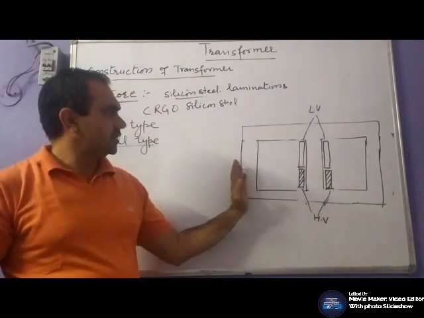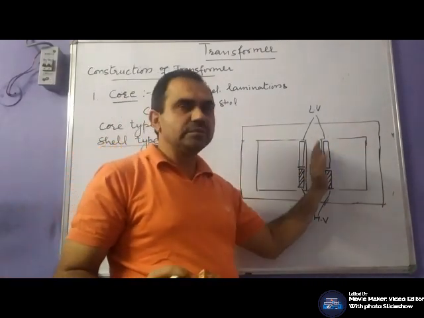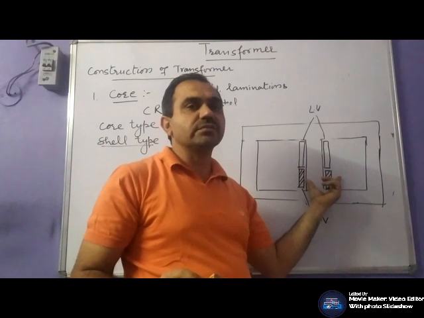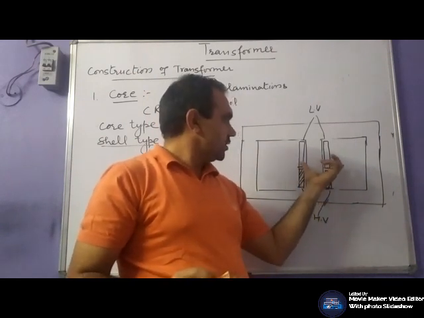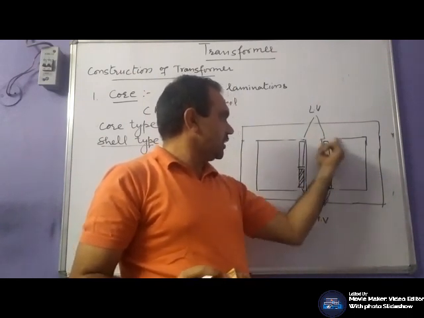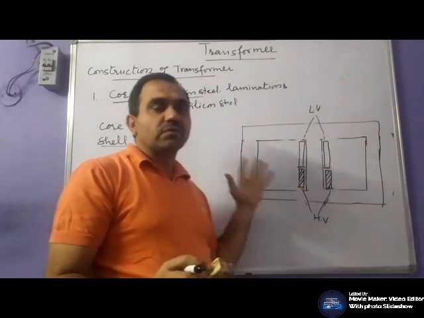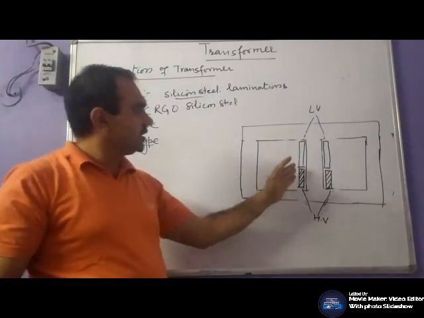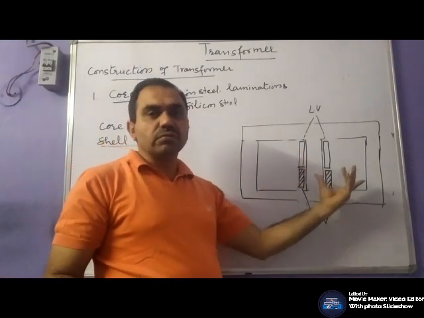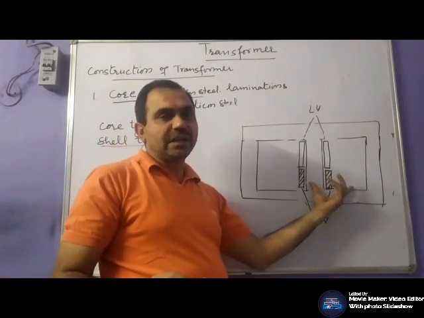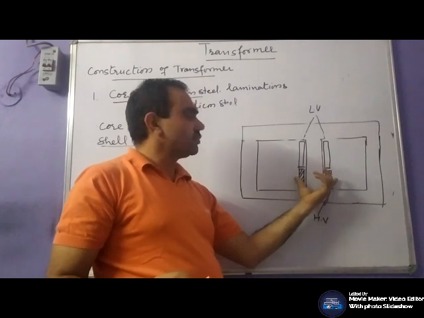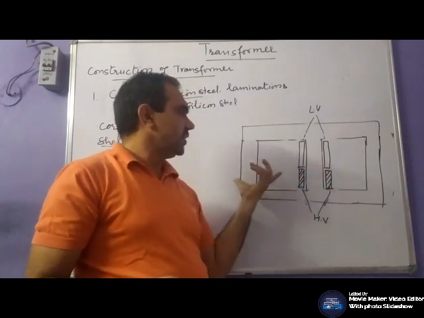It means it has 3 limbs, but winding is placed on the one limb. So here most of the coil portion is surrounded by core. So we can say in core type transformer, windings surround the core, whereas in case of shell type transformer, most of the part of the winding is surrounded by core.